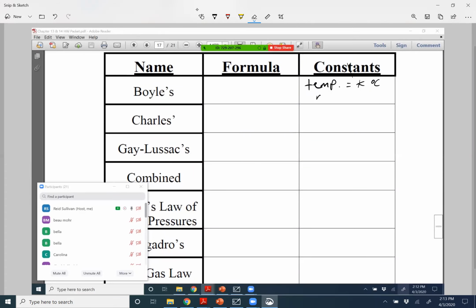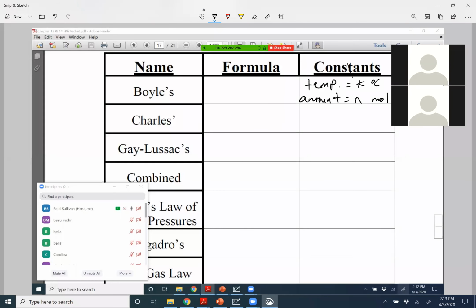There we go. Okay. So amount of gas. And the amount of gas is usually N, and it's in moles. Sometimes they call it N, sometimes they'll just say moles, sometimes they'll just say amount. So anyway, that's what's being held constant.